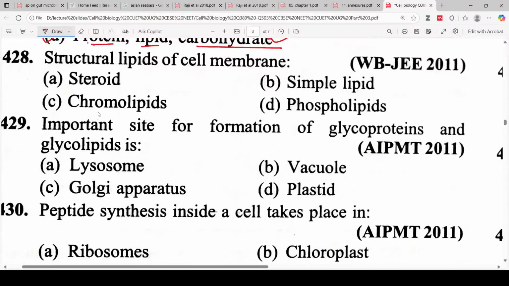Next question, the structural lipids of cell membrane: steroid, chromolipids, simple lipids, phospholipids. So the phospholipid will be the correct answer. Next question, important site for formation of glycoproteins and glycolipids. So the correct answer is Golgi apparatus.